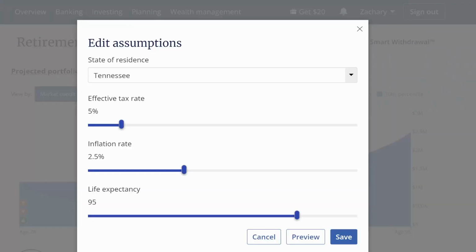The first scenario we are going to run is, what if you live 10 years longer? What if you live 10 years longer than that life expectancy of 85 years old? So you live to 95 years old. What would happen to your chance of success? So I can go ahead and adjust this in the calculator to 95 years old of life expectancy.